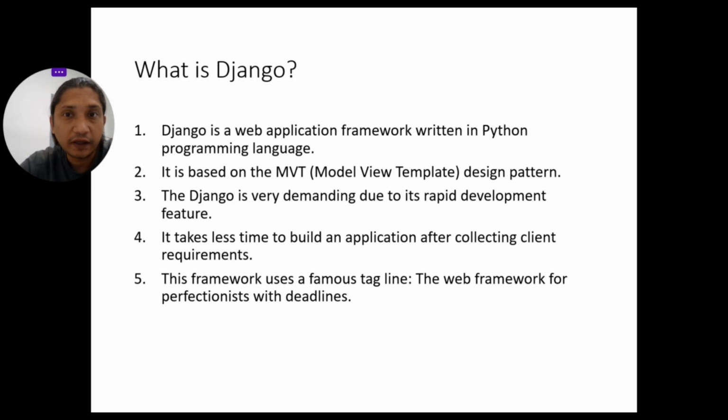Django is a web application framework written in the Python programming language. It is based on the Model View Template, that is the MVT design pattern. Django is in high demand due to its rapid development feature. It takes less time to build an application after collecting client requirements, and this framework uses a famous tagline which says: the web framework for perfectionists with deadlines. So you have this framework which is helping you with rapid development.